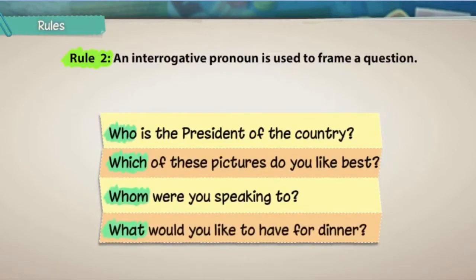Who is the president of the country? Which of these pictures do you like best? Whom were you speaking to? What would you like to have for dinner?